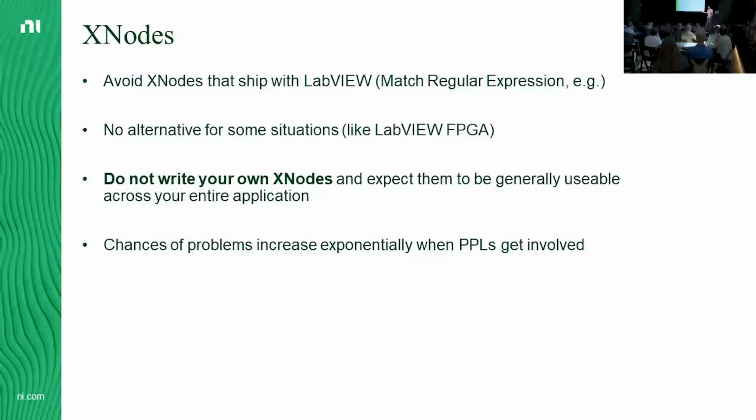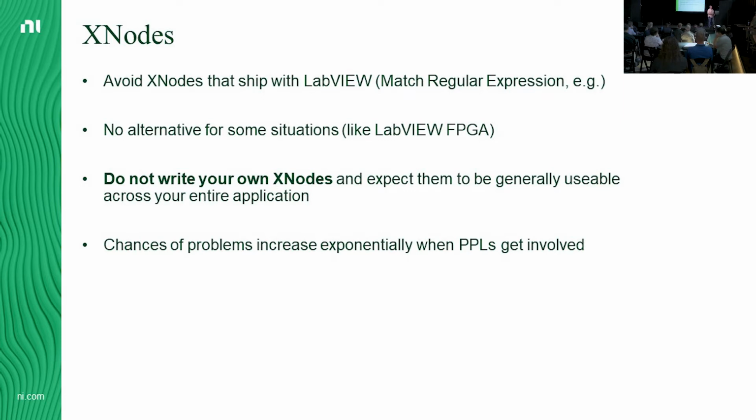Now, unfortunately, if you're programming LabVIEW FPGA, for example, every single thing on an FPGA diagram is an XNode. There's no way to avoid them. I'm sorry. But in desktop programming, there's generally an alternative to using XNodes. There is a community of people on LAVA who write their own XNodes and share them with each other. Don't write your own XNode. You're just going to have problems. Don't listen to those people when they talk about how cool they are. And if you have XNodes and you're using PPLs, the problems can increase exponentially, as we will describe later on in the presentation.